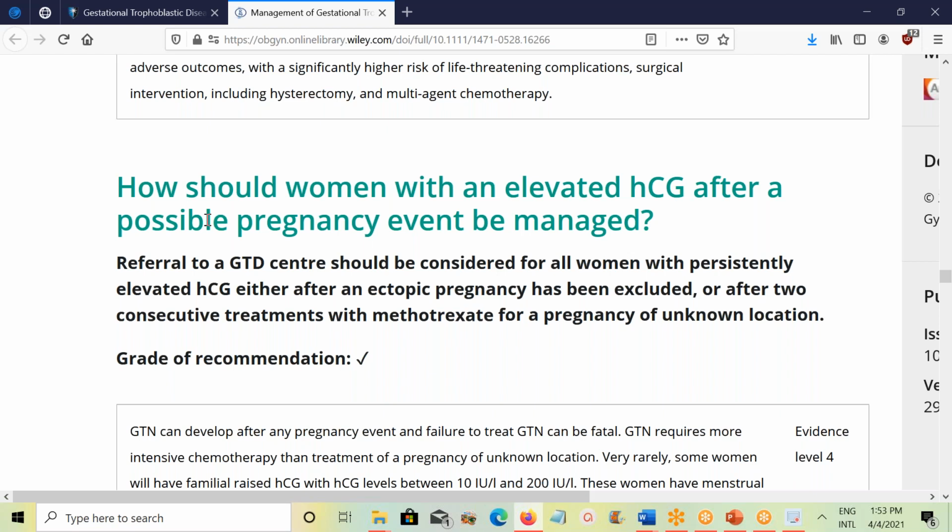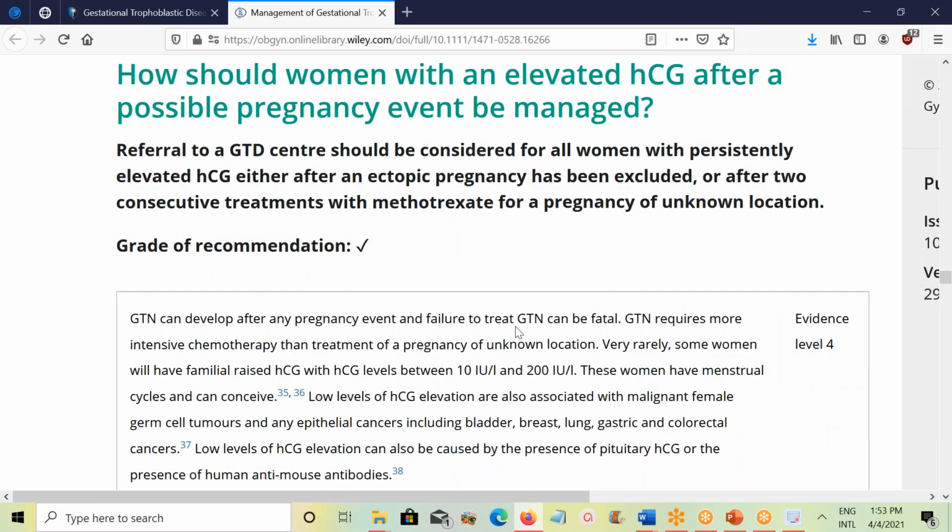Your patient is having persistent bleeding. Sometimes, if GTN has not been diagnosed and we have this failure to treat, then it is going to be catastrophic. The patient can die. That's why intensive chemotherapy should be done after this treatment of pregnancy of unknown location. Methotrexate has been given, so it should be followed by referral for management.